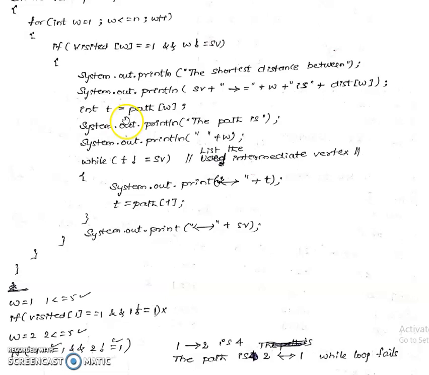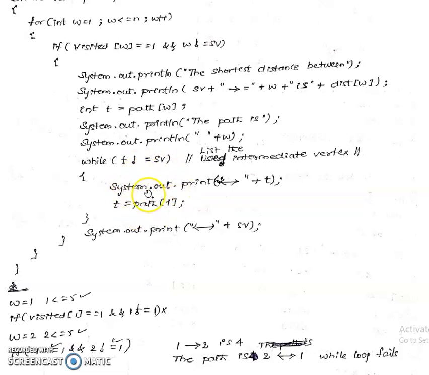Then integer t is equal to path of w. Path of w is what? That is nothing but 1. So the path is 2 to 1. The path is what you are going to print here, where the value of w is equal to 2. So here you are going to check t not equal to SV. If there is a straight path, directly we are going to print it at last. If there is any alternate path, that we are going to run with the help of a looping construct.